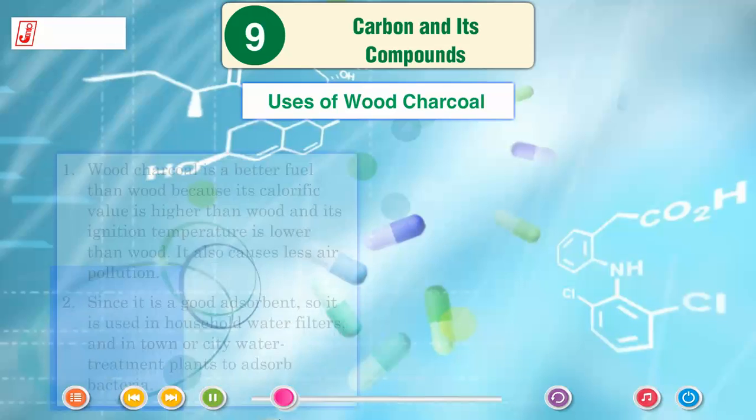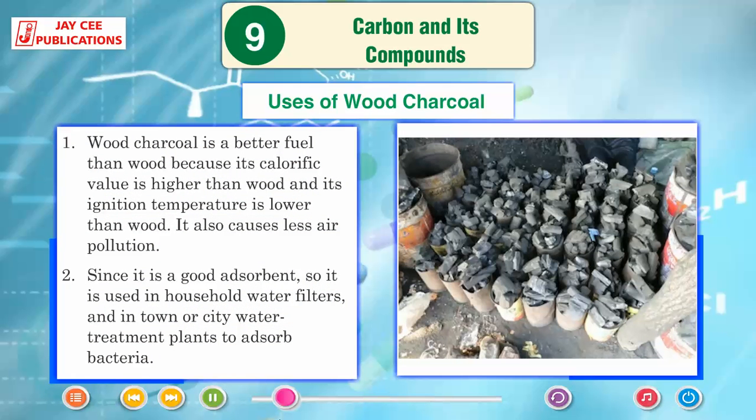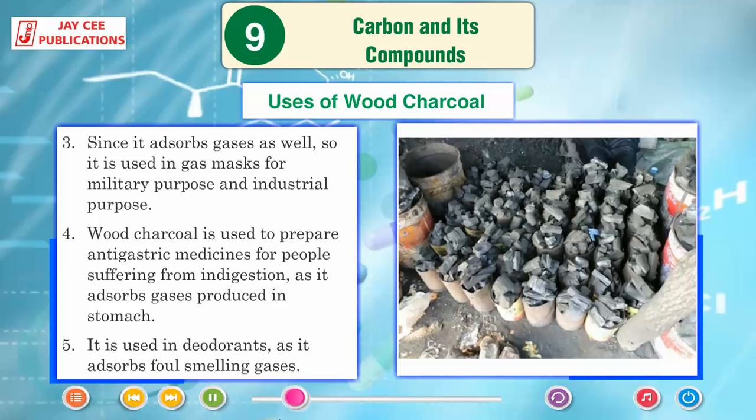Uses of wood charcoal. Wood charcoal is a better fuel than wood because its calorific value is higher than wood and its ignition temperature is lower than wood. It also causes less air pollution. Since it is a good adsorbent, it is used in household water filters and in town or city water treatment plants to adsorb bacteria. Since it adsorbs gases as well, it is used in gas masks for military and industrial purposes. Wood charcoal is used to prepare anti-gastric medicines for people suffering from indigestion, as it adsorbs gases produced in the stomach. It is used in deodorants as it adsorbs foul-smelling gases.